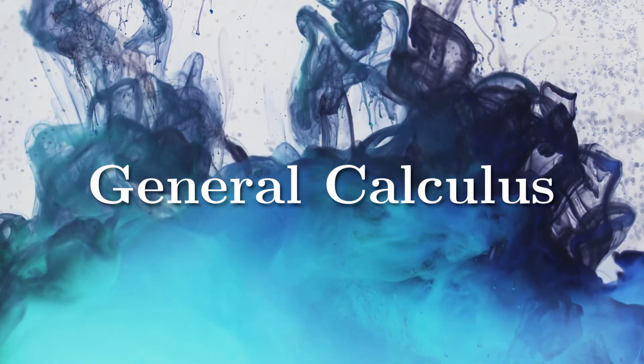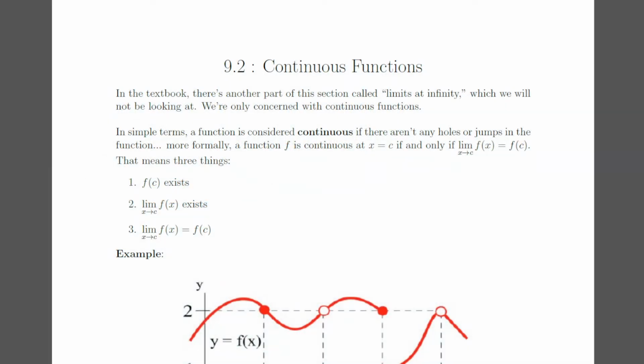One thing I want to point out really quick is that in these notes, in section 9.2, there are actually two topics. We're going to completely ignore the second topic, which is limits at infinity. We're only going to be looking at the continuous functions part. So if you look at the textbook and see there's a whole lot of this section that we haven't looked at, that's intended. I just want to give you a heads up about that.